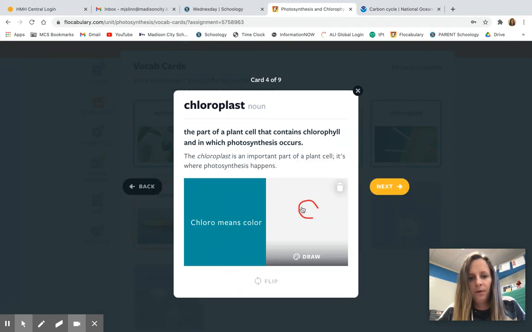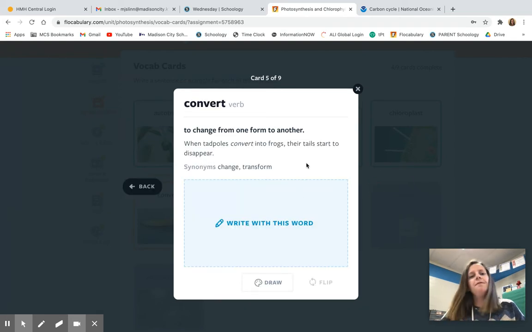Okay, moving right along. Convert means to change from one form to another. Now, we've seen the word convert in math before, when we convert a fraction to a decimal, or when we convert a mixed number to an improper fraction. We're changing it from one thing to another.